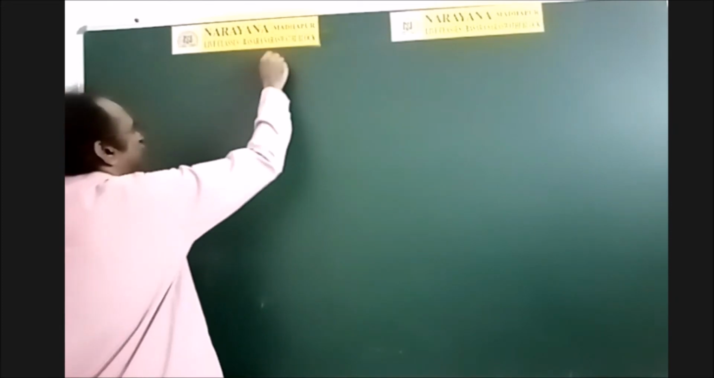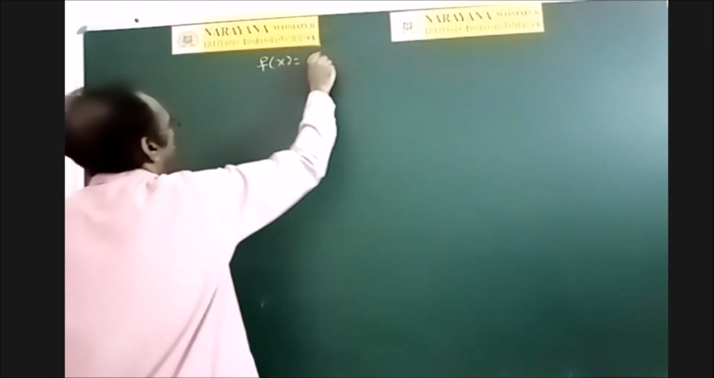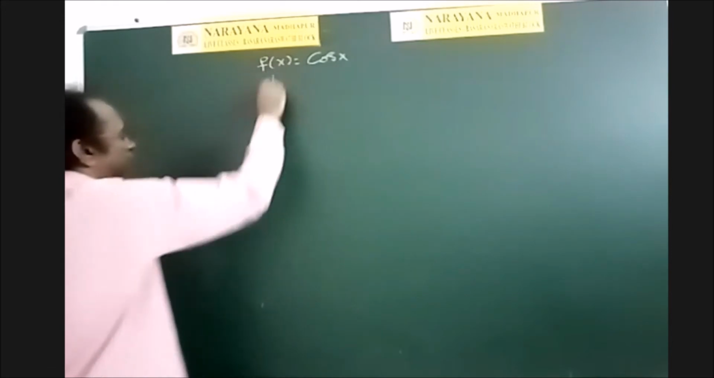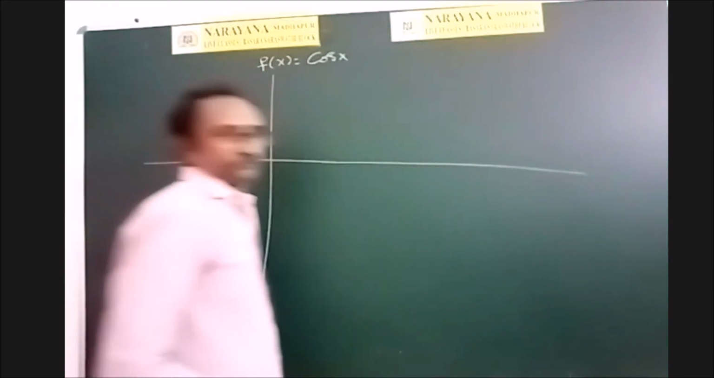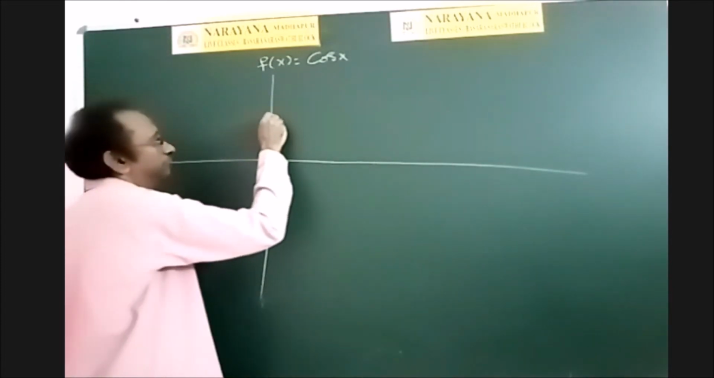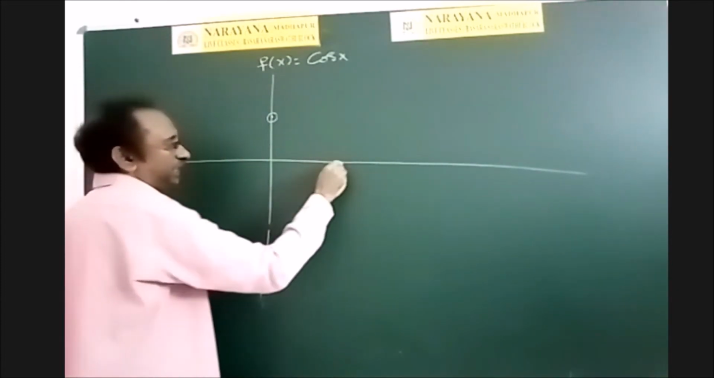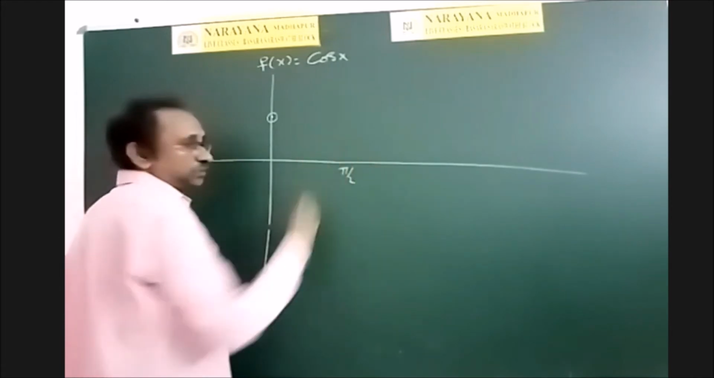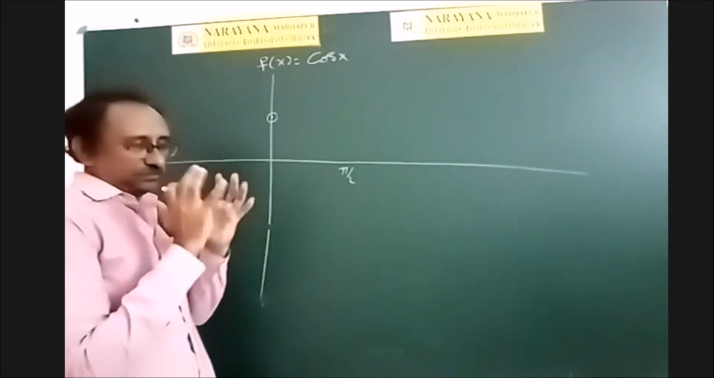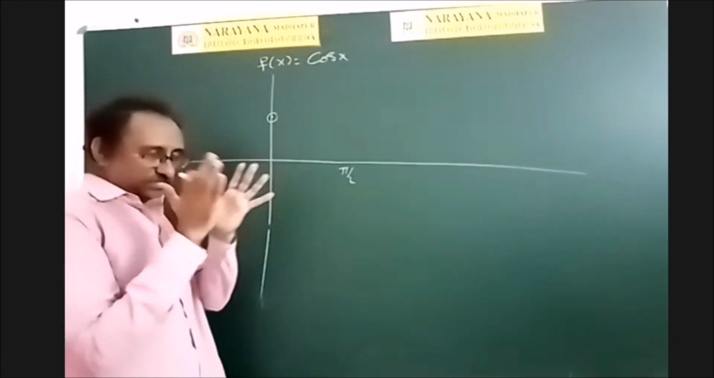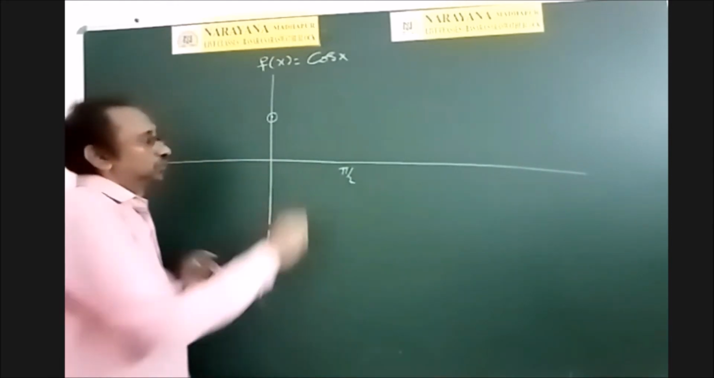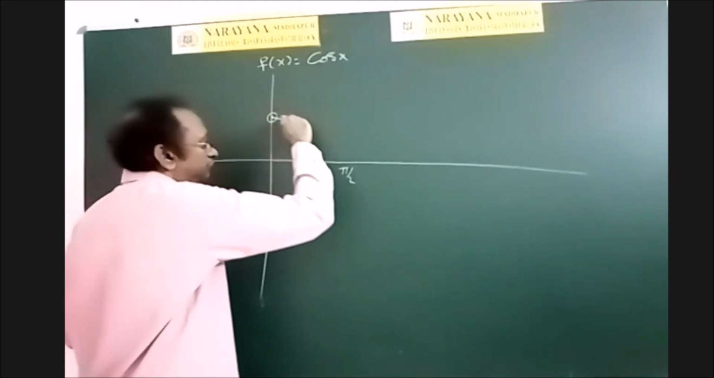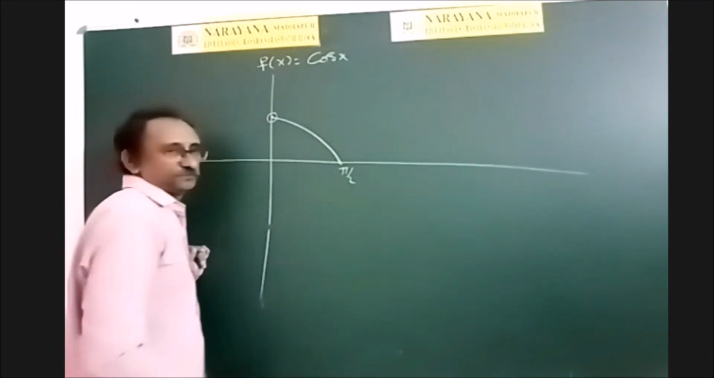Right, now f of x is equal to cos x we are going to draw. So what is the graph of cos x? Cos 0, you know, is 1. And at pi by 2, if you see the circular definition, the x will be 0 at 90 degrees. Therefore, x by r is 0. So cos 90 will be 0. So the graph will be like this.